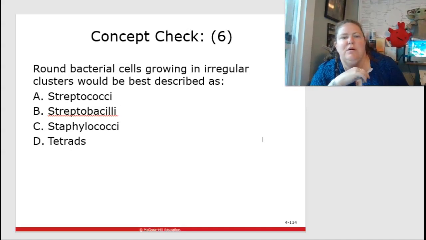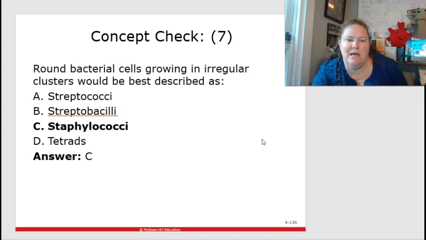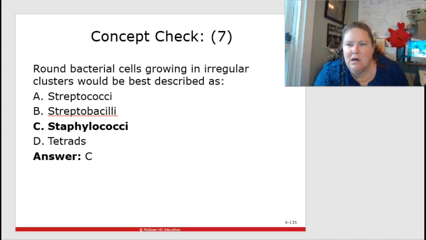So, quick little checkup. Round bacterial cells growing in an irregular cluster would be best described as what? You guessed, Staphylococci. That would be fantastic. All right, good job. All right, and then one more video.